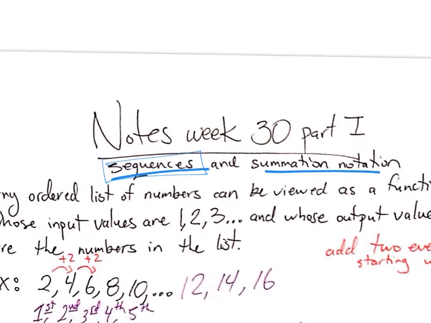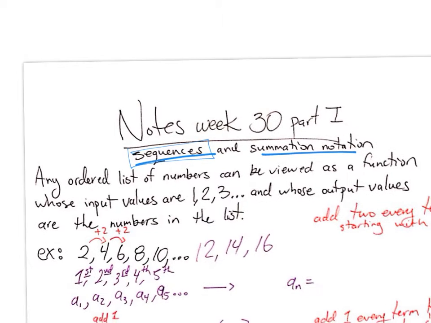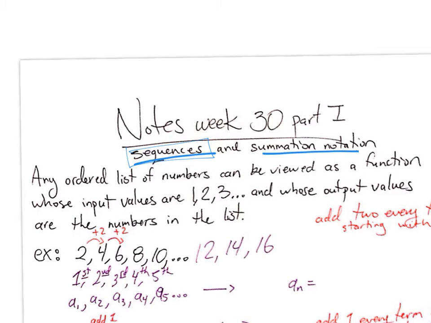So first of all, this is kind of a definition of a sequence. And students tend to think of it as, well, if it's a list, it's a sequence. If they're added, it's a series, which is fine for now. But any ordered list of numbers can be viewed as a function whose input values are 1, 2, 3, meaning very ordered, and whose output values are the numbers in the list.